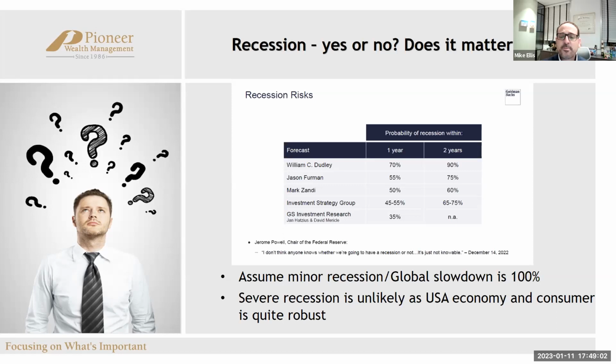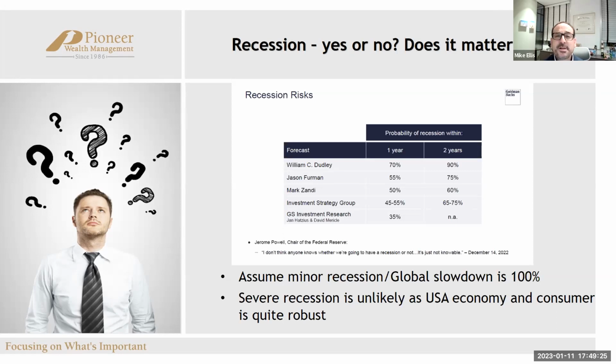And Goldman Sachs have got their own investment group that has some sort of consensus view. What you can see is in 1 year, this is the probability of a recession. So we've got anything from 35% to 70% in 1 year. And then in 2 years, we have higher numbers. Okay, so what are the takeaways from this?